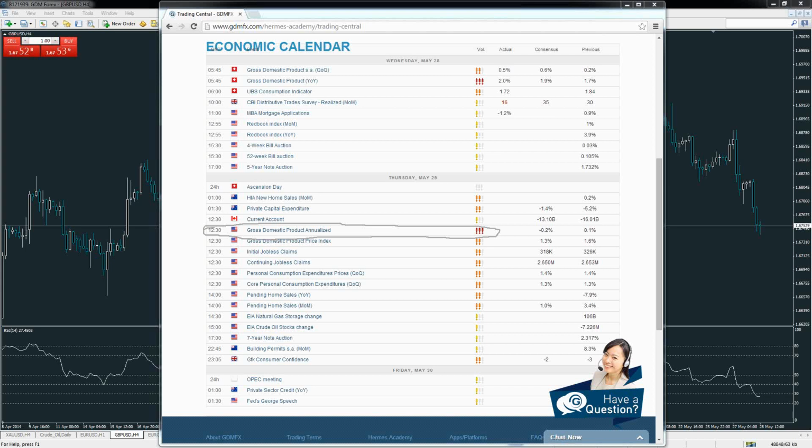Generally speaking, a high reading or a better than expected number is seen as a positive for the United States dollar, while a low reading means that it's negative.